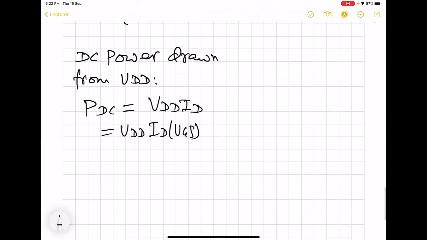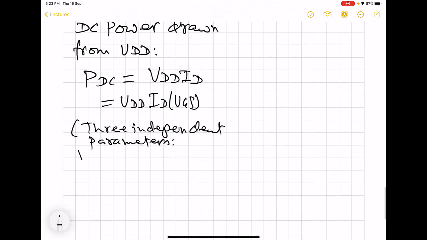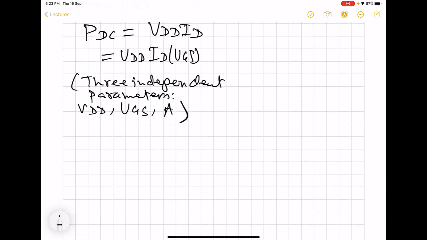Actually, in this circuit, the class A power amplifier, there are three independent parameters, and they are VDD, VGS, and the amplitude of the input. We can choose each of these three independently, and they will have consequences on the efficiency. We will see it soon. Now, second power that we want to know is RF power to the load.